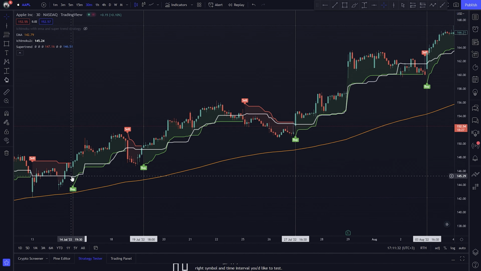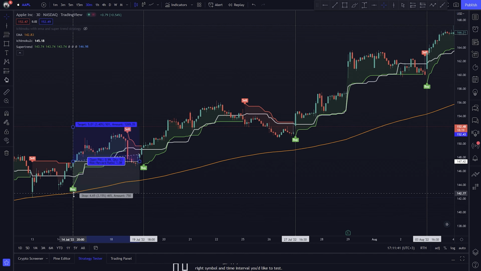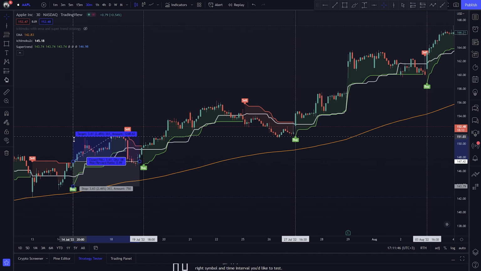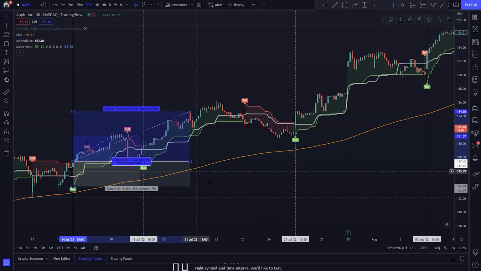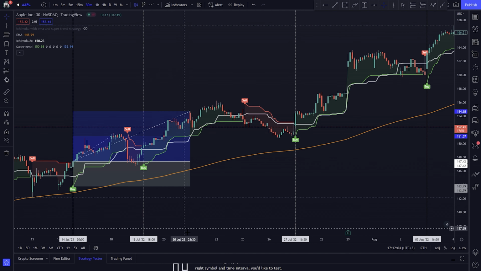For a long signal to be valid, price must close above the 200 EMA and above the white line. With a buy signal from SuperTrend, we can take a long position. Our stop loss must be at SuperTrend. First target is 1 to 1, and second target is 1 to 2. Here all conditions are fulfilled.